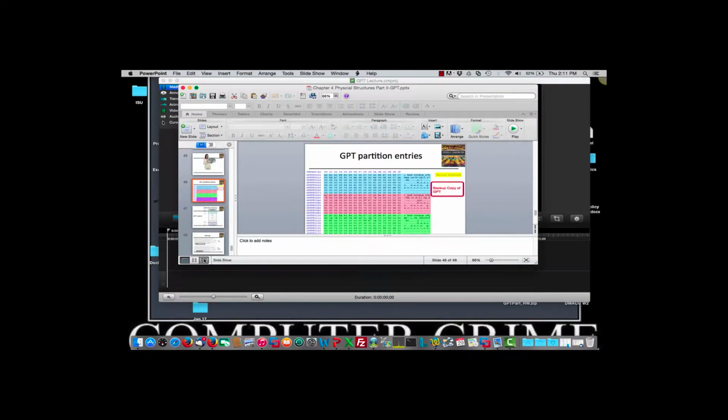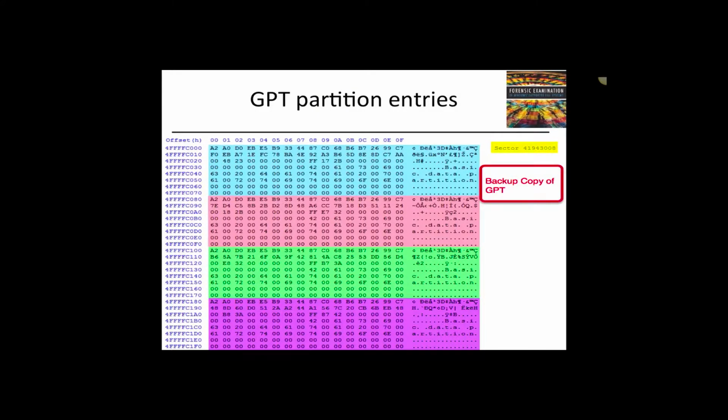Last thing we're going to cover here real quickly is the backup copy. So here we're in sector, what would that be? 41,943,008 is the beginning of the backup copy of the partition table.